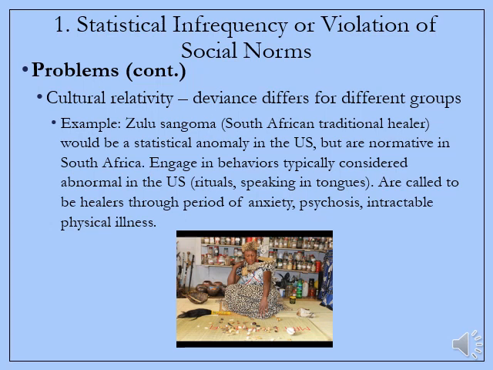And they also might have untreatable physical illnesses. All of these things might be considered signs of a mental disorder in the US, whereas in areas where the Zulu Sangoma are more prevalent, they would be considered normative behavior. So you can see that this is a more extreme example, but in general, I think cultural relativity is one of the biggest issues with this definition of abnormal behavior.